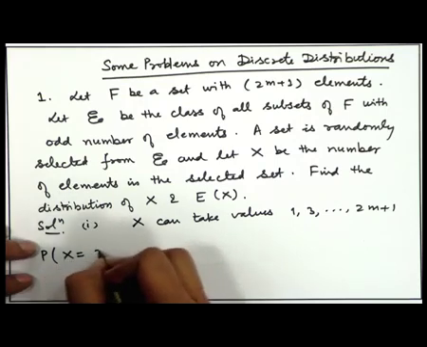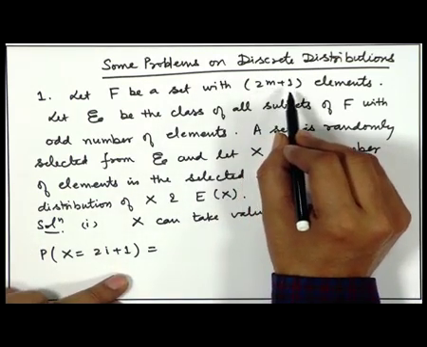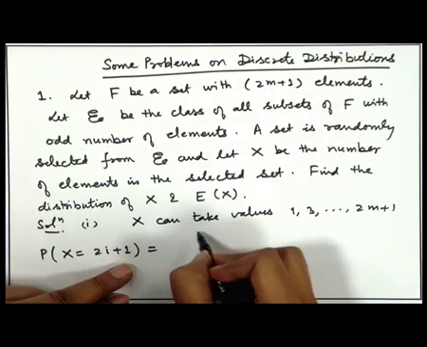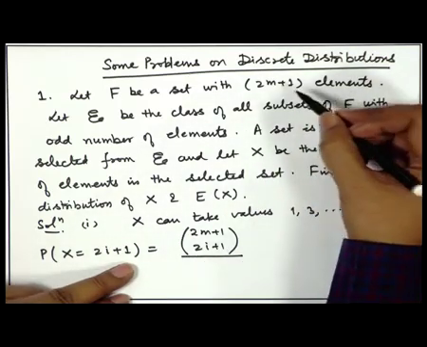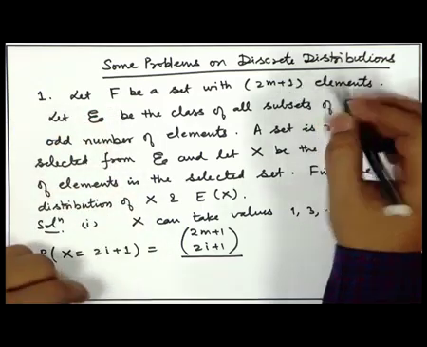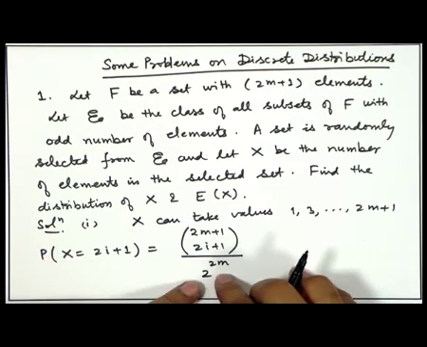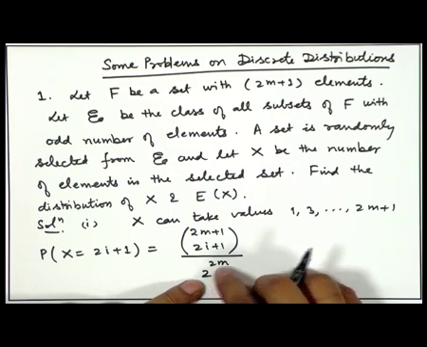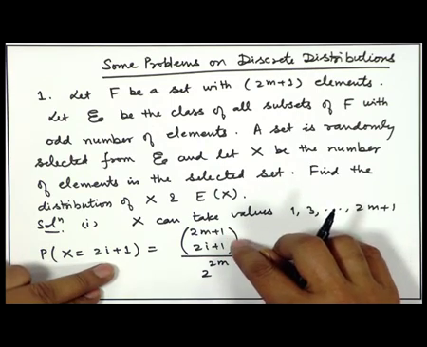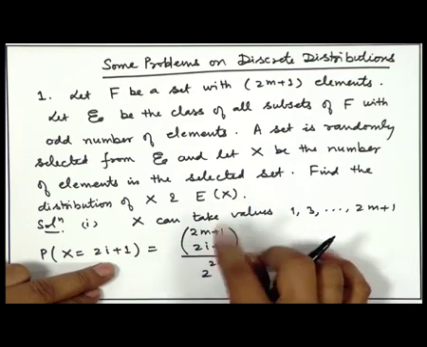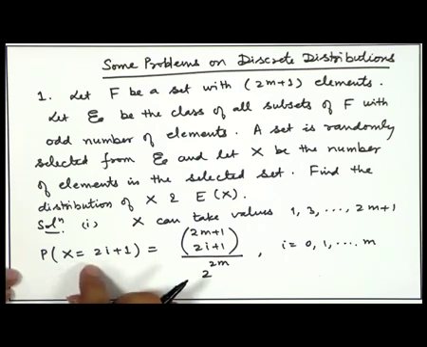What is the probability that X is taking value say 2i plus 1? Now, there are total 2m plus 1 elements in F. So, the number of sets which will have 2i plus 1 elements will be 2m plus 1 choose 2i plus 1. Total number of subsets of F will be 2 to the power 2m plus 1. Those sets which have odd number of elements will be 2 to the power 2m. So, that is coming in the denominator, and in the numerator I am having those sets which have 2i plus 1 elements. So, such sets are 2m plus 1 choose 2i plus 1 for i equal to 0, 1 to m. So, this is actually the probability distribution of X here.